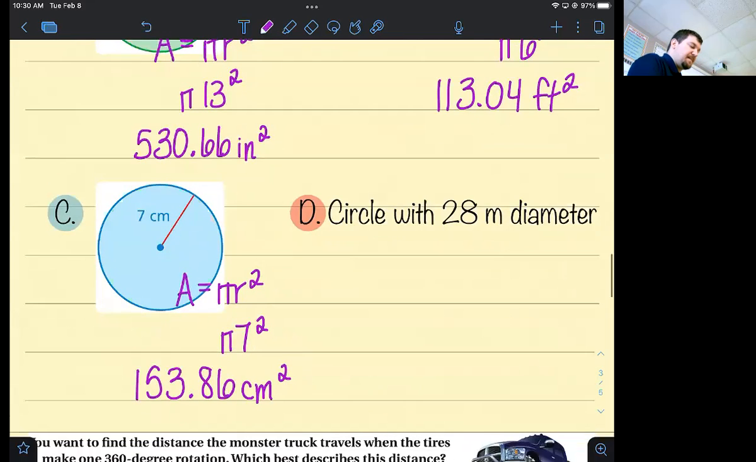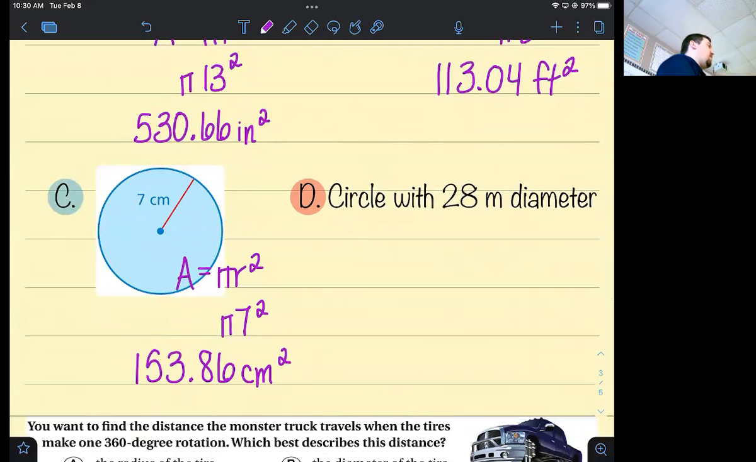And example D, a circle with a 28-meter diameter. Hannah, do I want the diameter? No, I want the radius. What would the radius be if the diameter is 28? Hannah? 14. Yeah, just take half of it. So if they give, that's as hard as it gets tonight, guys. Oh, they gave you the diameter instead of the radius. Well, just divide that by 2. Now you have the radius, and that's what we're going to plug in.